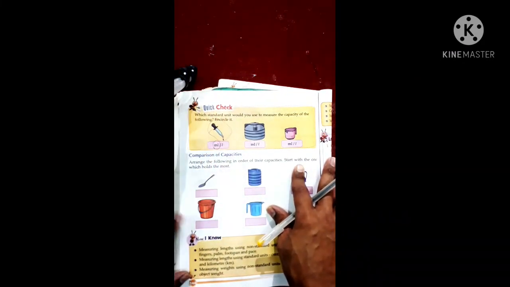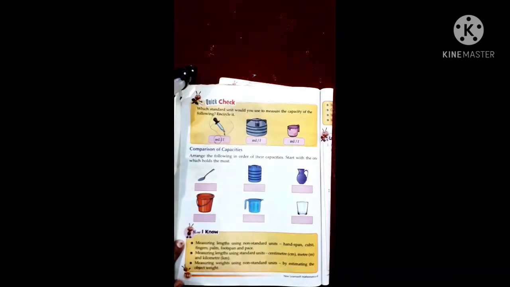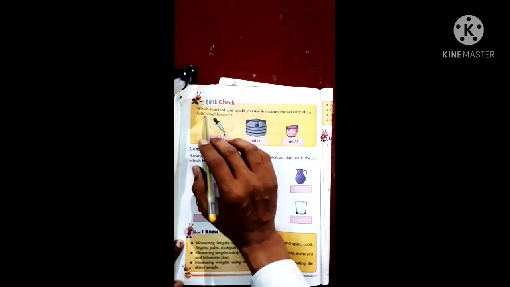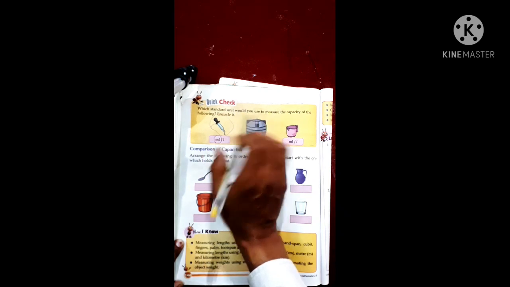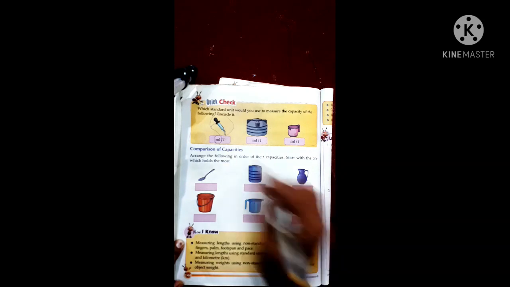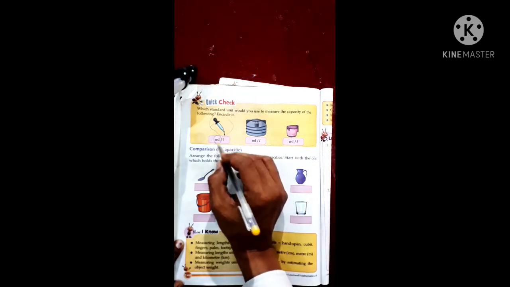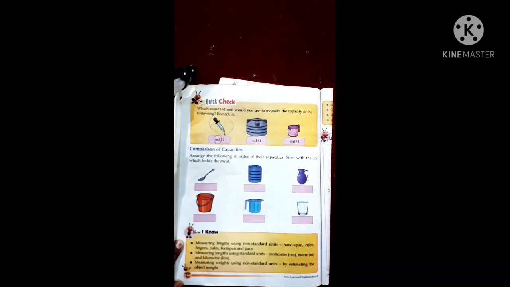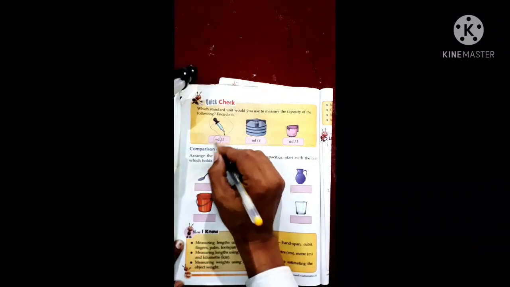Textbook page number 144. So see here, quick check: which standard unit would you use to measure the capacity of the following, and encircle it. See here, first a drop is there. So we will use milliliter unit, because the quantity of liquid it can hold is less. So encircle that milliliter.